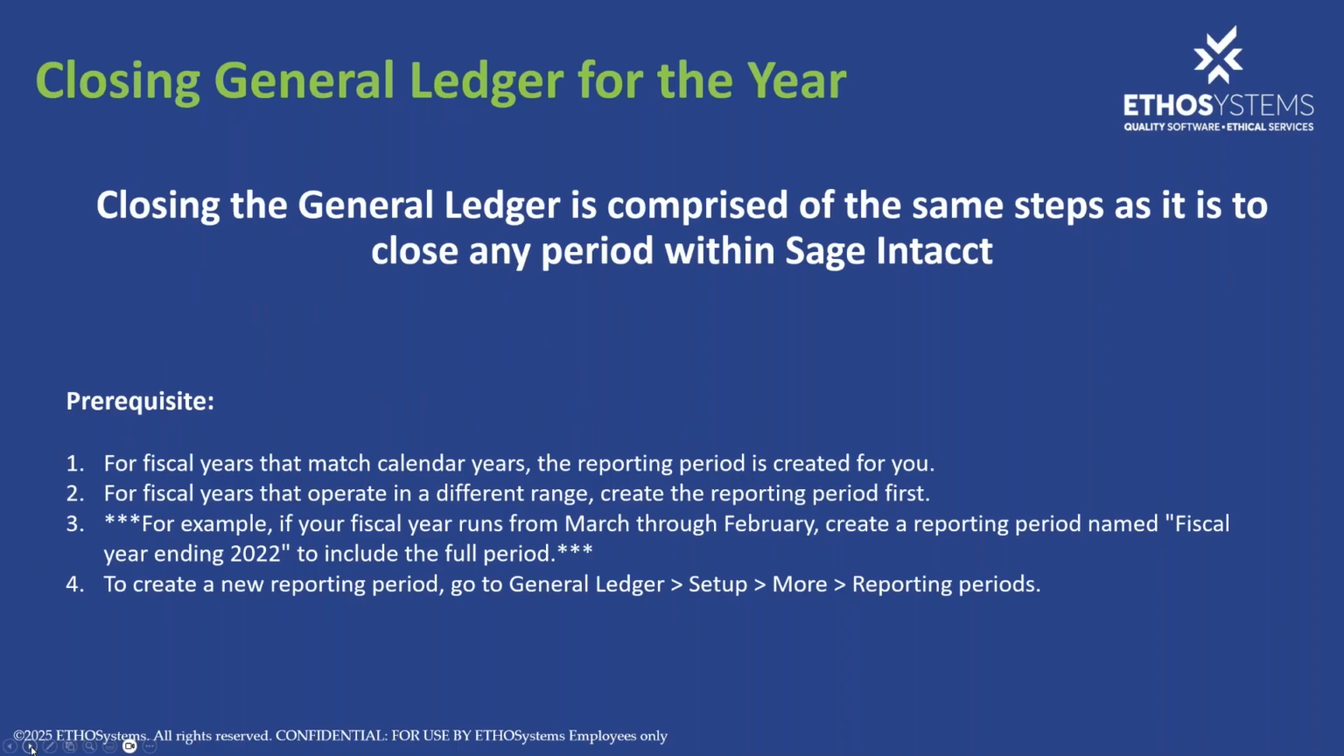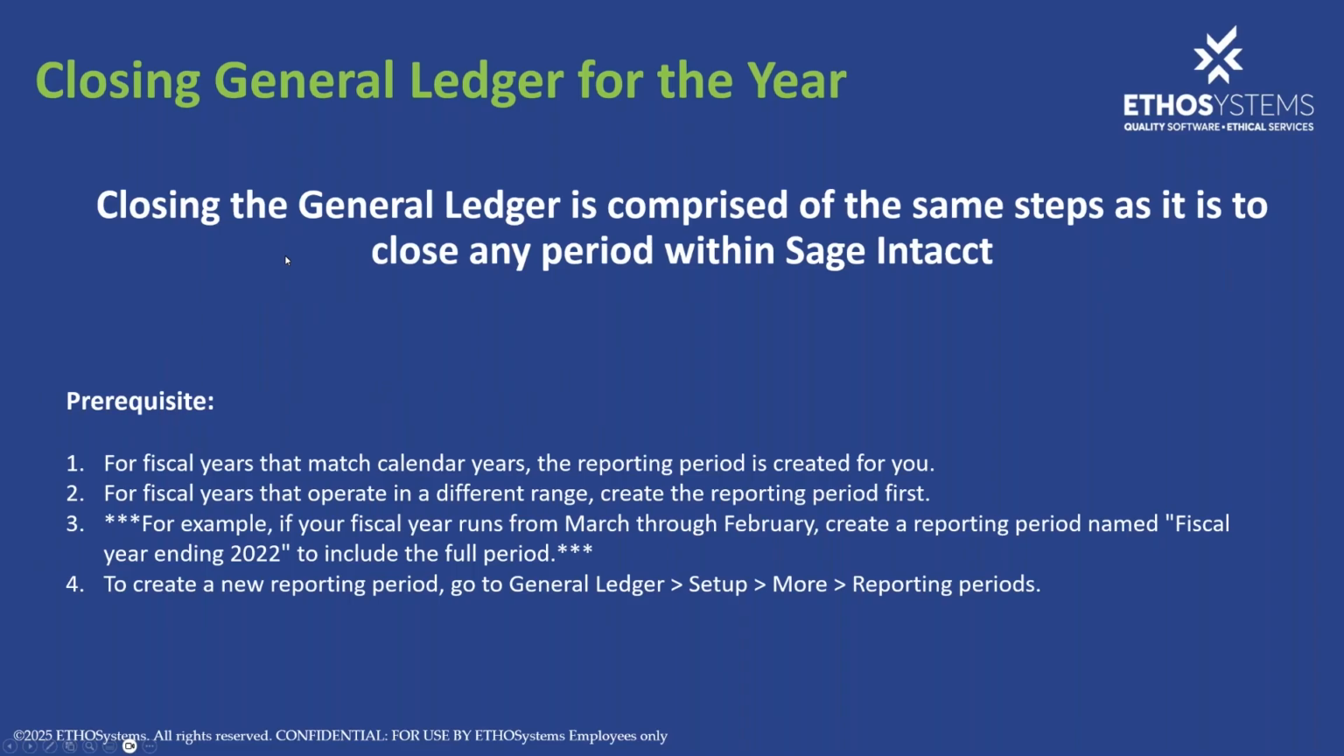Closing GL. Okay. Hold the phone, guys. Yes, it's this simple. Closing the general ledger is comprised of the same steps as it is to close any period within Sage Intacct. There's no special voodoo or anything like that you have to do. Okay, so you're going to go in and you're going to go to that open and close feature in GL, and you will close from there.